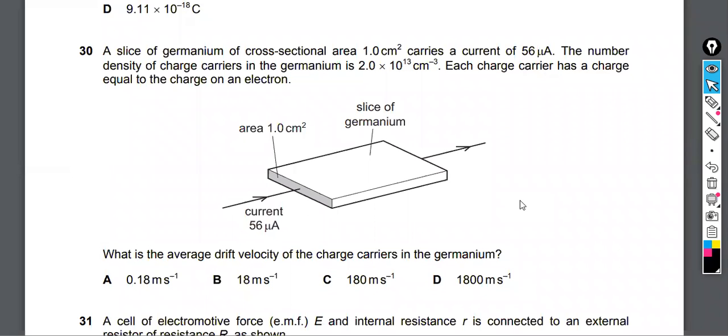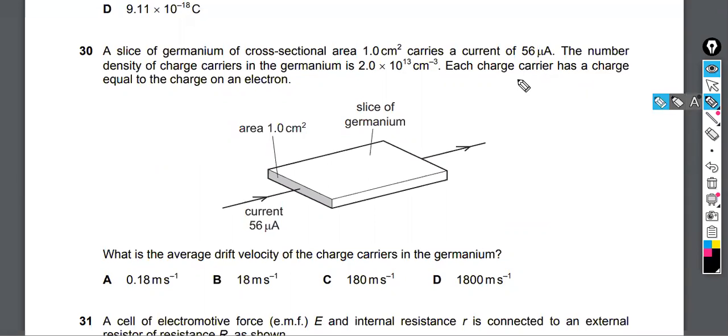All right, in this worked example, we're looking at a slice of germanium, with a cross-sectional area of 1 centimeter squared, that carries a current of 56 microamps. The number density of charge carriers in the germanium is 2.0 by 10 to the 13 per cubic centimeter. Each charge carrier has a charge equal to the charge on an electron. What is the average drift velocity?